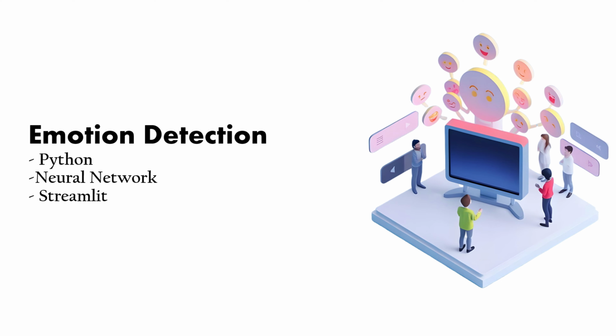Today we are diving into something super exciting, which is emotion detection using neural networks. Have you ever wondered how AI can analyze human emotions from text? Well, by the end of this video, you will have a working model that can classify emotions like happy, sad, angry, and more. We'll be building this project step by step, making it easy to follow and fun to implement. So grab your laptop and let's get started.